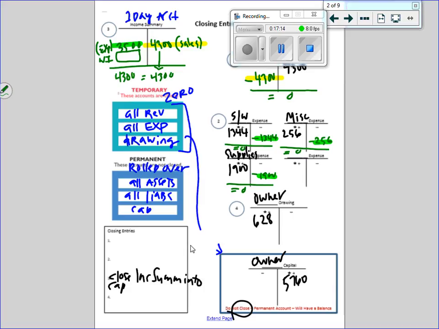The reason we had a net income is because of this. Our expenses were less than our revenue. So what is 4,300 minus 3,500? 800. Who gets that money? The owner. Okay, we have a debit, so the owner has to get a credit, and that's applause. Woohoo, it's starting to work.